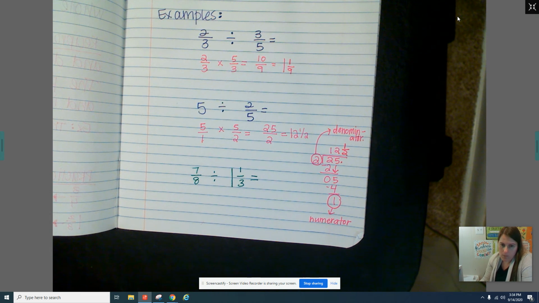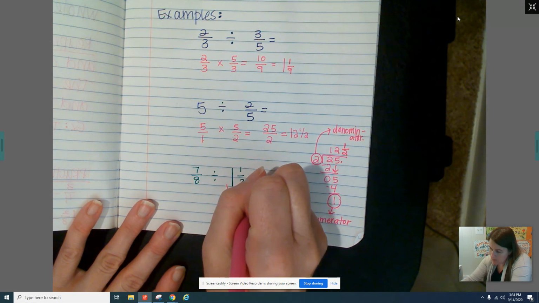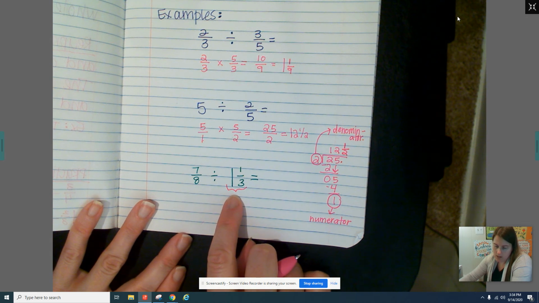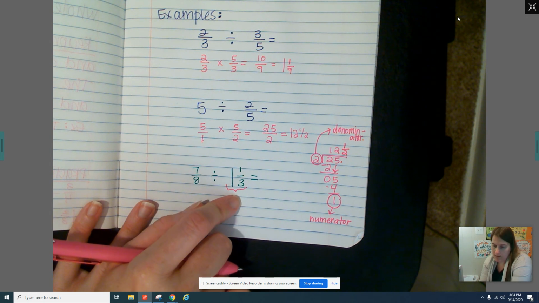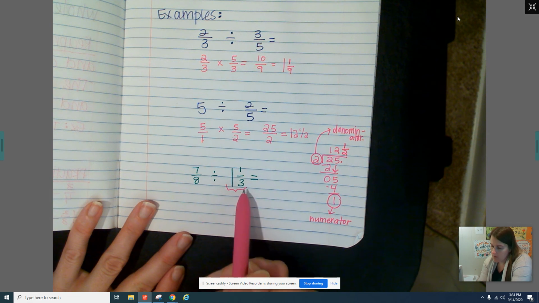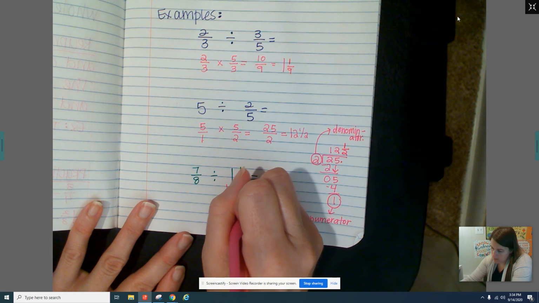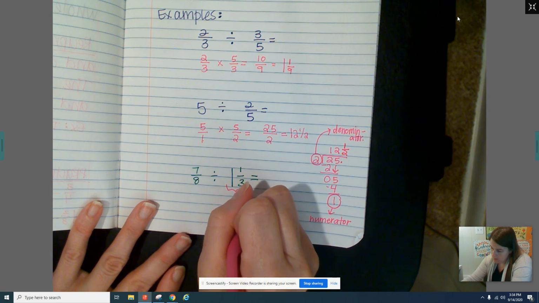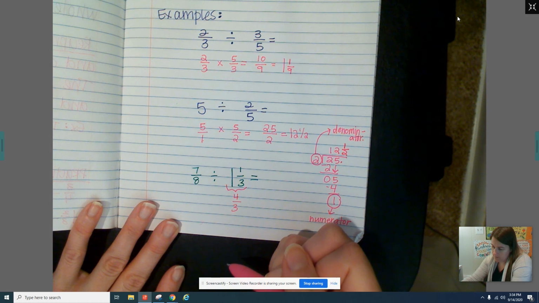All right, last example. 7/8 divided by 1 1/3. So I always tell people the first thing I want you to do is convert that into an improper fraction. All right. I can't work with it like this. I've got to have it in improper fraction form. 3 times 1 is 3 plus 1 is 4. And then you keep 3 as the denominator, okay?